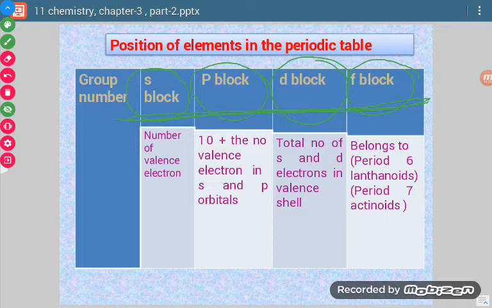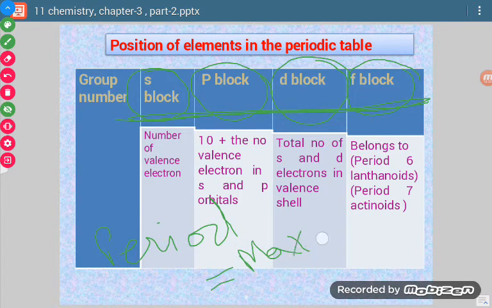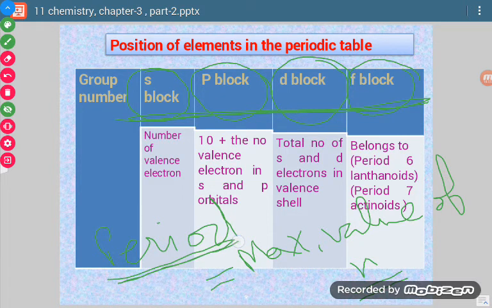First of all, let us talk about period. Period number is always the maximum value of n. If we have found the maximum value of n as 5, then it means our element belongs to the 5th period. It is applicable to S, P, D, F for all. Whatever is the maximum value of n, that tells us about the period number. So 2 things are clear.